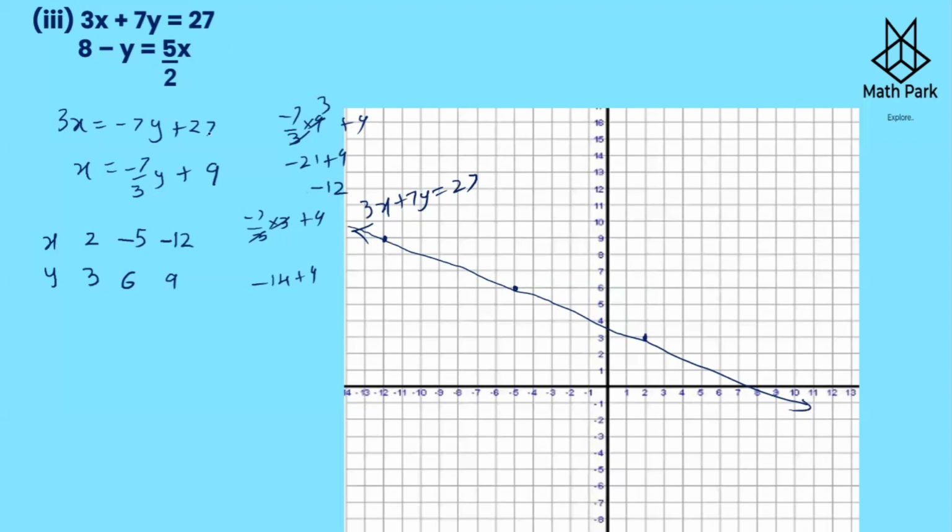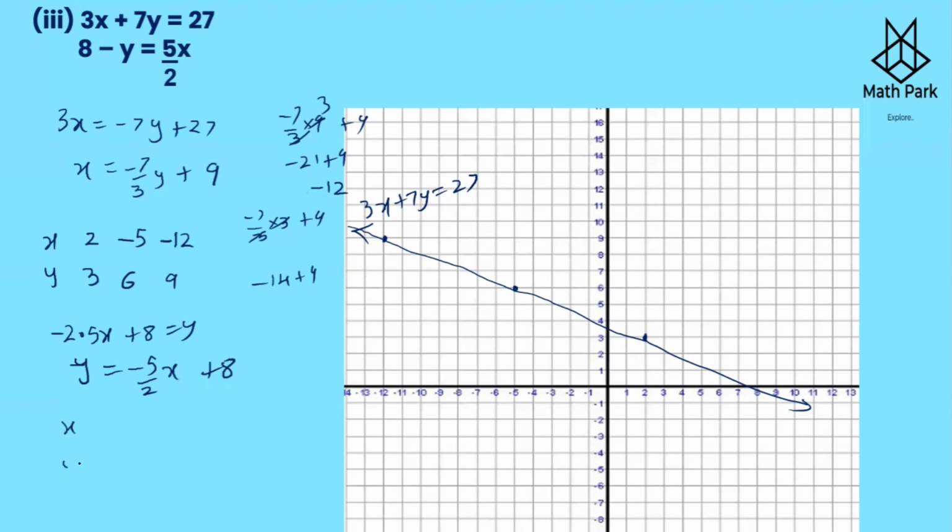So we get 5 by 2 comes over here because minus 5 by 2, we get minus 2.5x plus 8 is equal to y. So y is equal to minus 2.5x plus 8, or you can make it as minus 5 by 2. So we get y is equal to minus 5 by 2x plus 8. Let us keep it as it is. So now let us create the table for x and y.